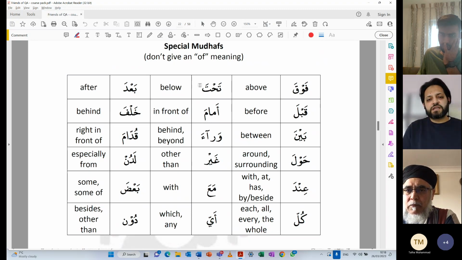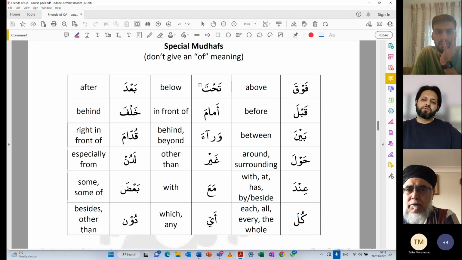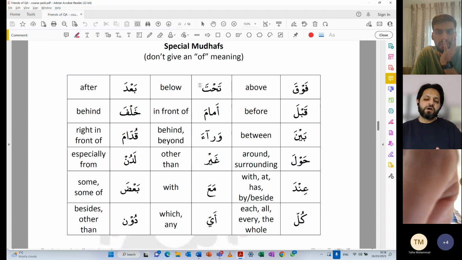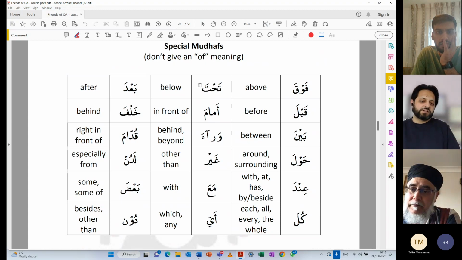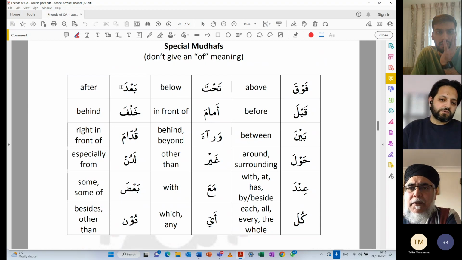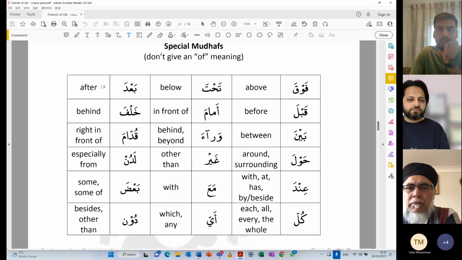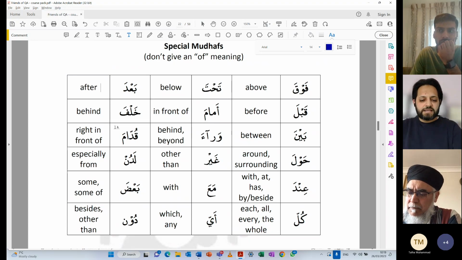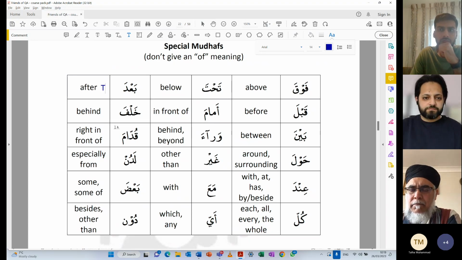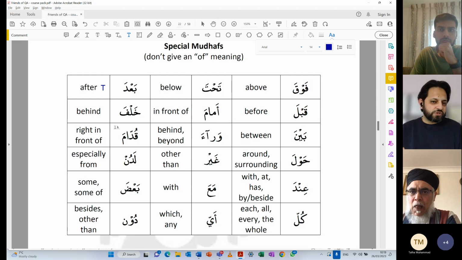So this below is not giving you a meaning of off. It's rather giving you a meaning of which place the river is flowing in. Right? It's either time or place. So if you just read through them a little bit, ba'da means after. Khalfa is behind. Let's see if this is a time or place. Let's mark them. After is generally used as a time. It's used in the context of time. So something happens after something.